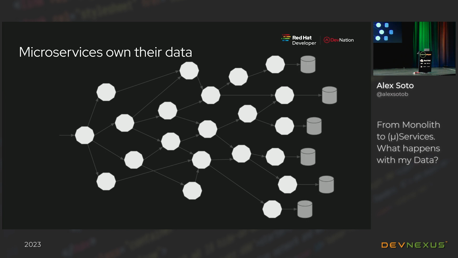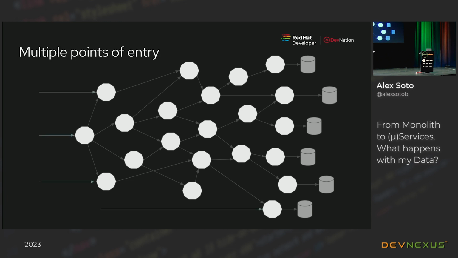One of the important things is that each service needs to have its own database. You cannot have just one big database with all the services querying it. What we need is for each service to have its own database. And then, of course, we've got multiple points of entry. We are not just having one endpoint; we can have several endpoints. For this reason, we usually also use a gateway.